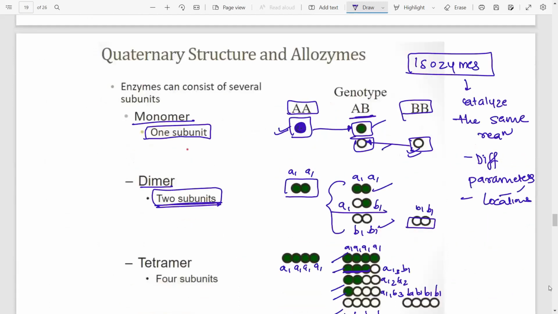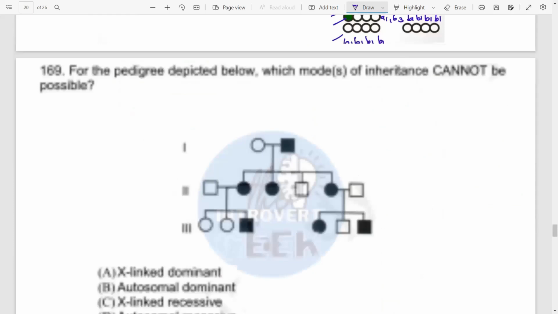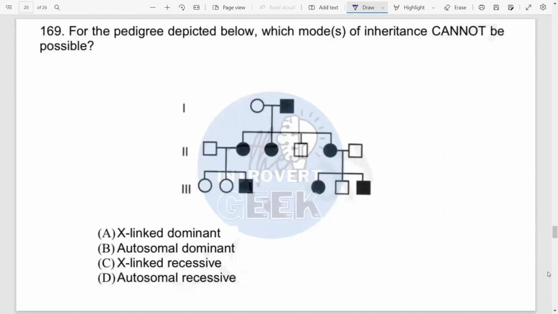Just remember this chart is very, very helpful. If you find two bands in the progeny, then it's a monomer. If there are three bands, it's a dimer. If there are five bands, then it's a tetramer, right? So let's move on to the next question.